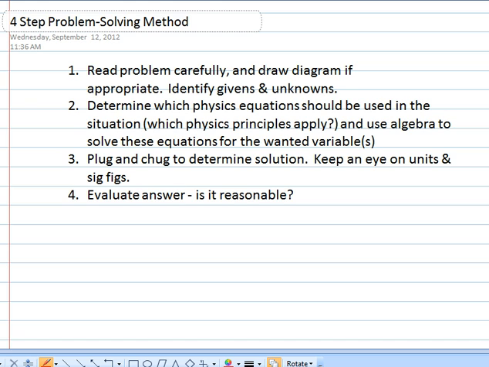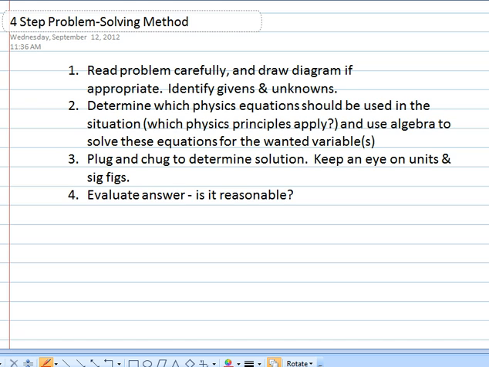So the first step is to read the problem, draw a diagram, and try to identify the givens and unknowns. The second step is to figure out which physics equations should be used, and this probably depends on what physics principles the problem's looking at. For example, you're probably watching this video during our unit on distance and displacement and velocity and acceleration. So those are probably good concepts to look at for solving those types of problems.